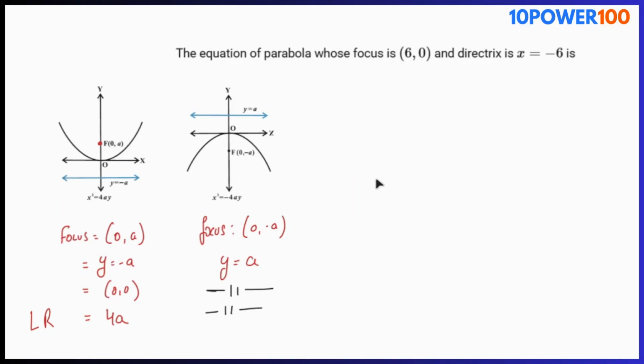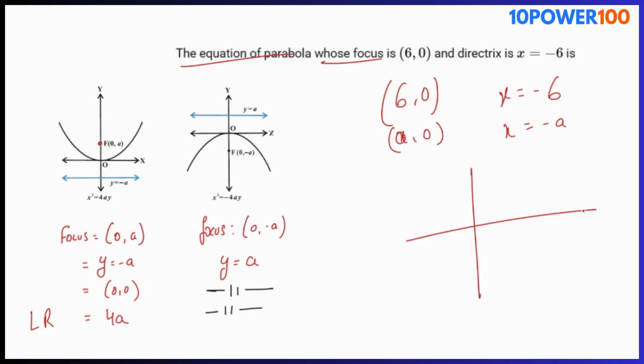So let's solve this problem. The problem is: find the equation of the parabola whose focus is at (6, 0), and the equation of directrix is x = -6. (6, 0) means the point is on x-axis, right? So it is (a, 0), and this is x = -a. That means the graph is like this.